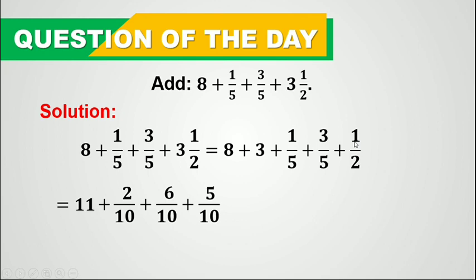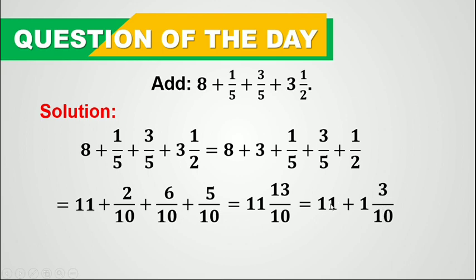And then let's simplify them further. So copy 11. So 2 plus 6, that's 8 plus 5, that's 13. And then just copy the denominator 10. And then 13 over 10 can still be written as a mixed number. So let's change this 13 over 10 into a mixed number first. So 13 over 10 is equal to 1 and 3 over 10, right?